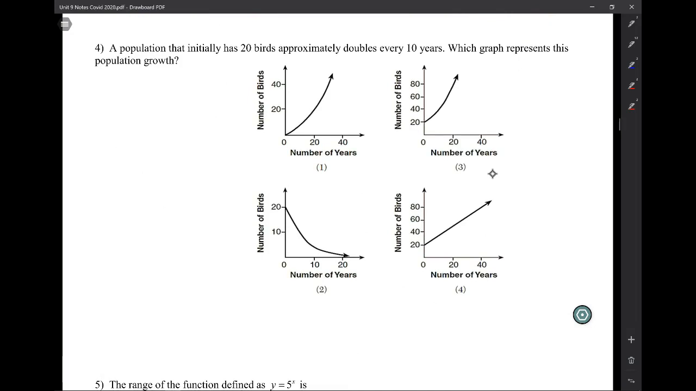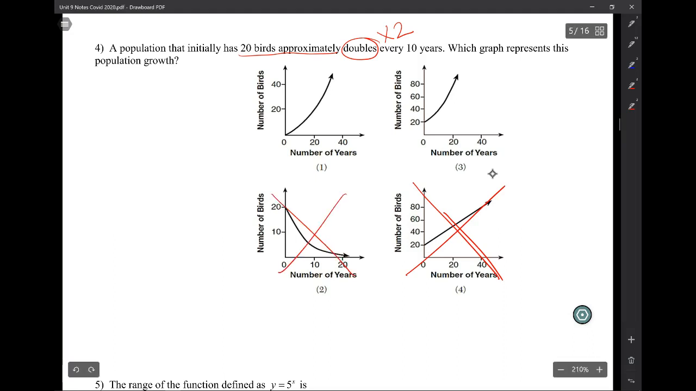All right, the population that initially has 20 birds and doubles every 10 years. So the fact that it's saying doubles, that means we are multiplying by 2. It's growing by doubling, so it cannot be a straight line. And obviously option 2 here is a decay, because that means the birds are dying over time. We want the ones that are growing, doubling every 10 years. And we initially started with 20 birds. So in year 0, we started with 20 birds. It's gotta be option 3.